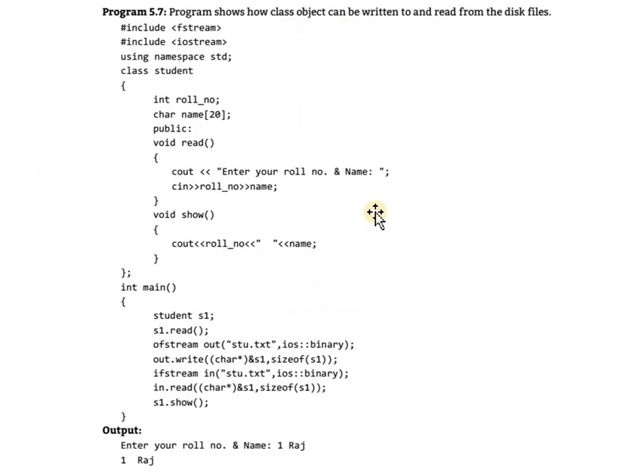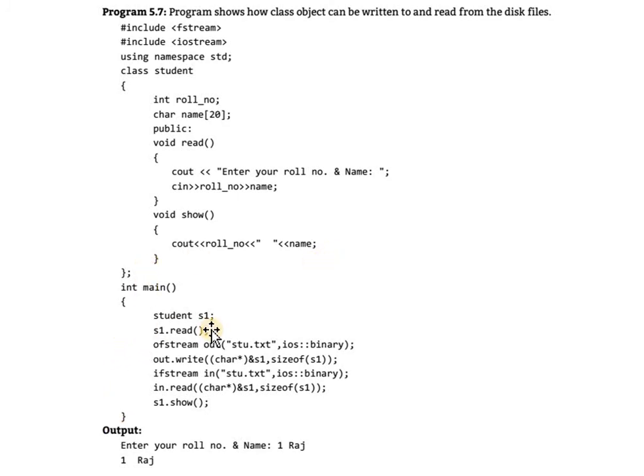See the demonstration. This program shows how a class object can be written to and read from a disk file. Here two variables are declared, roll number and name. Then there is one function, read. In that read function we input a roll number and name. Then for displaying the roll number and name we use a show function, and in the show function we simply display the entered roll number and name.